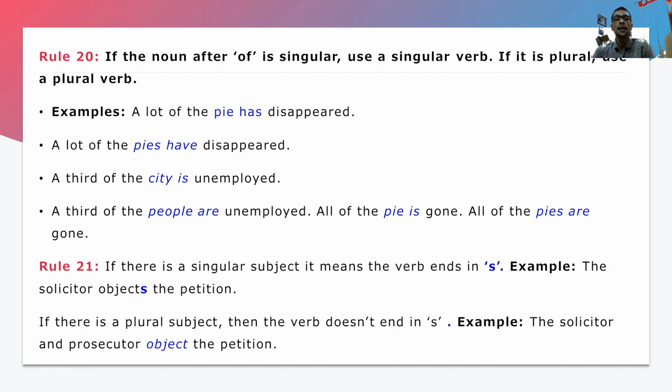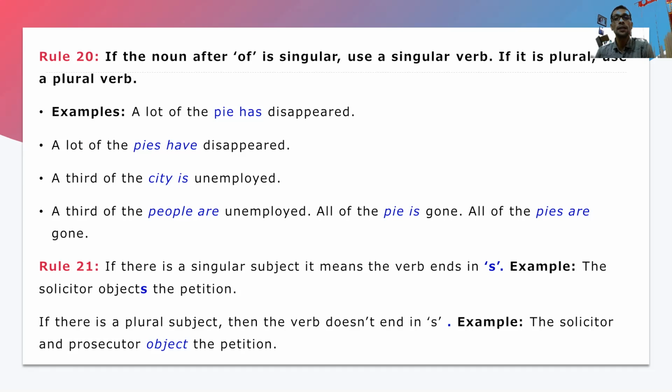Rule number 20 and 21, this is the last slide of the rules. If the noun after of is singular, use the singular verb. If it is plural, use the plural verb. So look at the examples. A lot of the pie has disappeared. A lot of the pies is plural, so have disappeared. A third of the city is unemployed. A third of the people are unemployed.